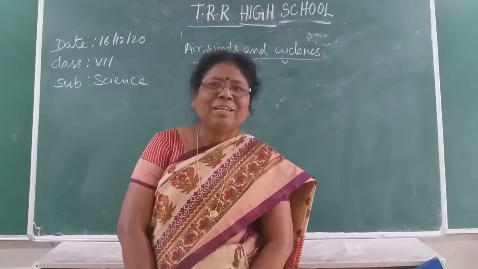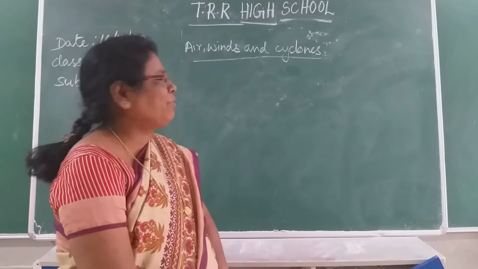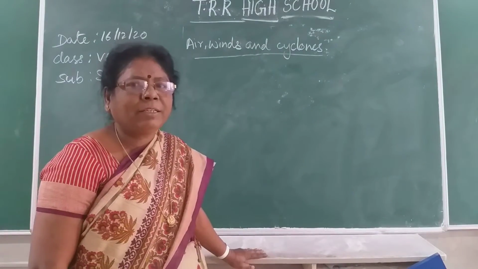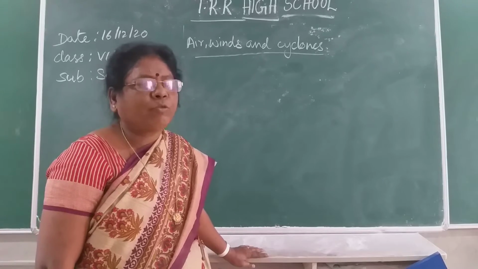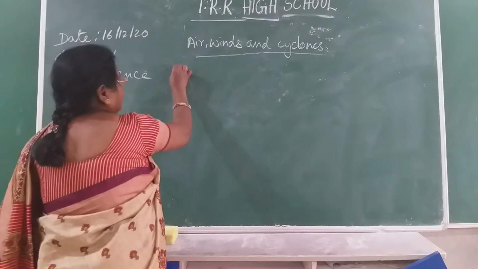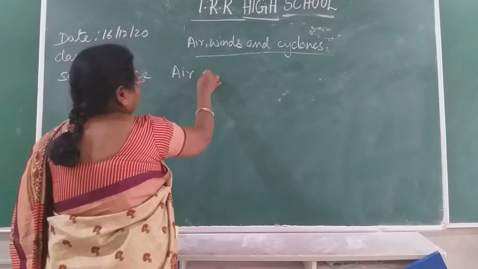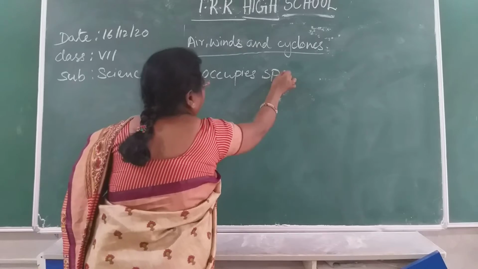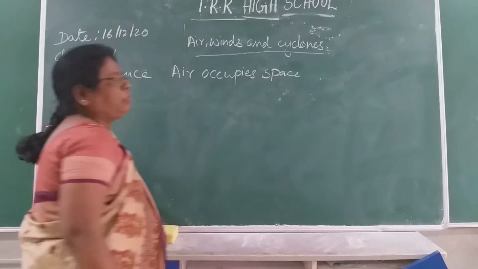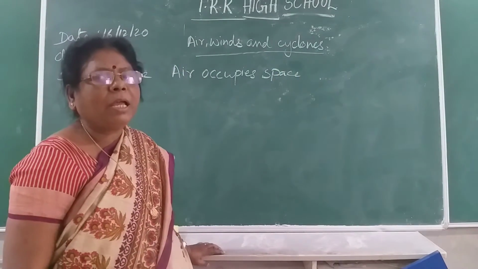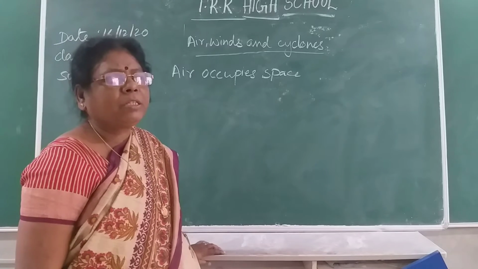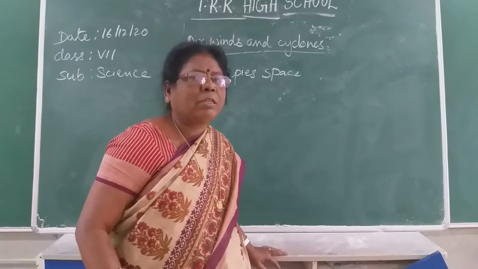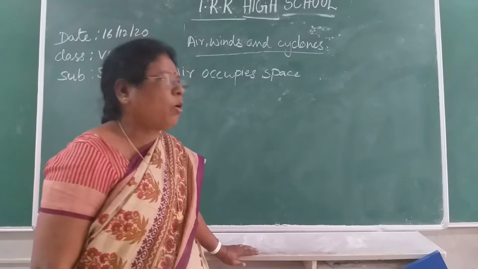So already we started the lesson, that is air, winds and cyclones. What I explained to you, what we discussed in this lesson about the properties of air, that is air occupies space. I gave an example also. All the empty things are occupied with air. All the empty materials are occupied with air. Already I gave the example of a glass. Already I gave the example of a bottle.